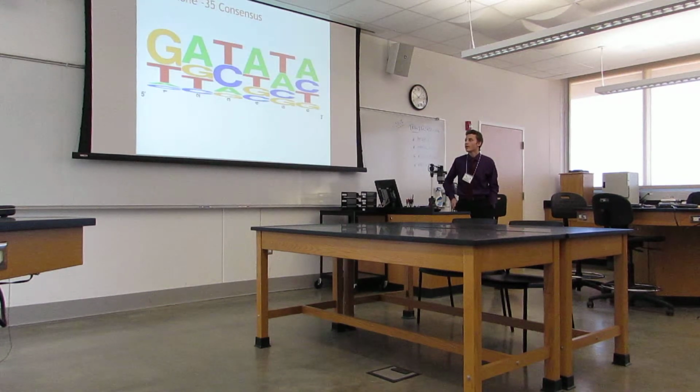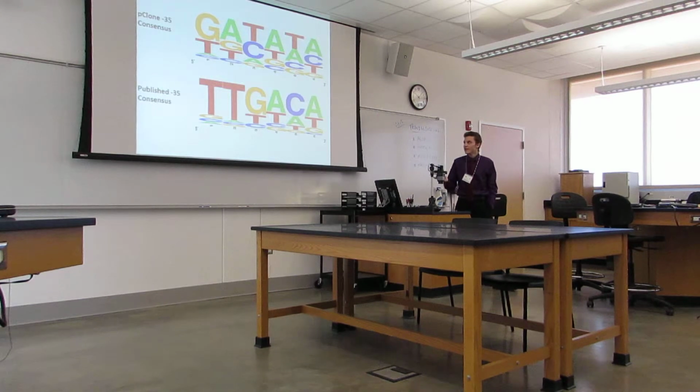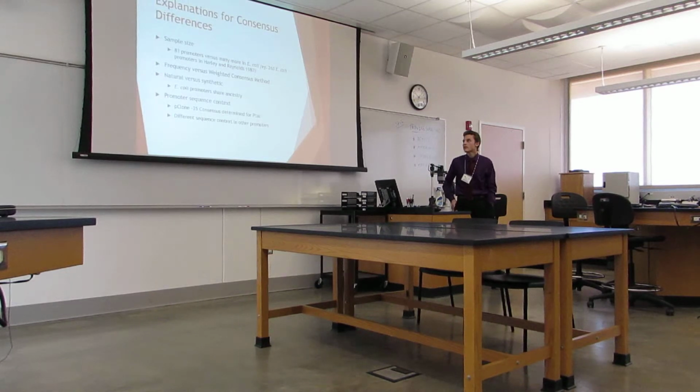And that created this image, which illustrates the p-clone -35 consensus that I developed. I decided to make 4 variants: G, A, T or C, A, T or A. Here is my p-clone -35 consensus compared to the published -35 consensus. You can see that they are pretty different. A couple of reasons for these differences.